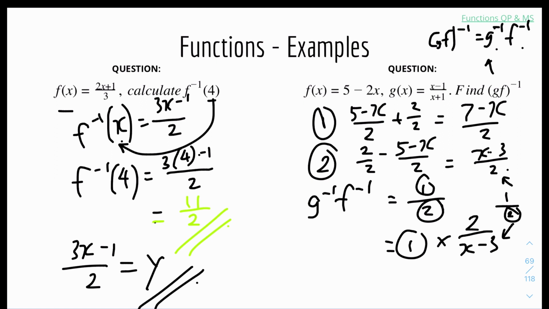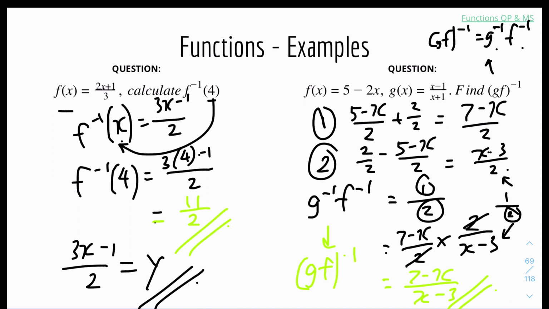And then the top will remain as (7 minus x) over 2. Now you can cross multiply, crossing the 2 out of each, and then you're left with 7 minus x, and then 1 over x minus 3, so you just times everything to get (7 minus x) over (x minus 3). And that's it. This is basically gf inverse.